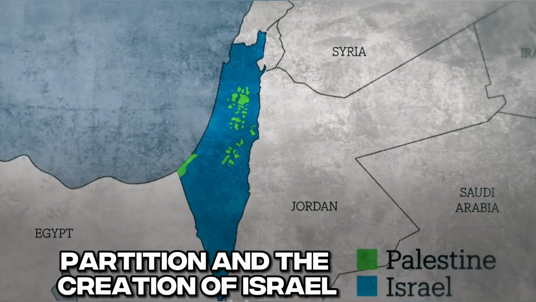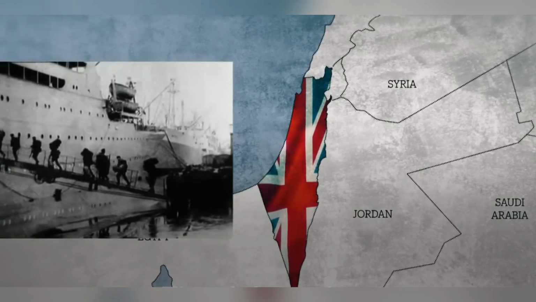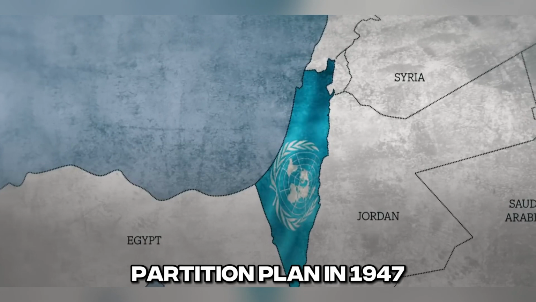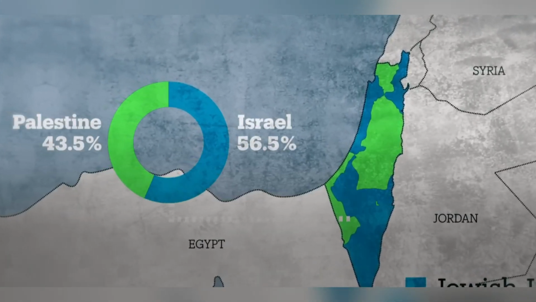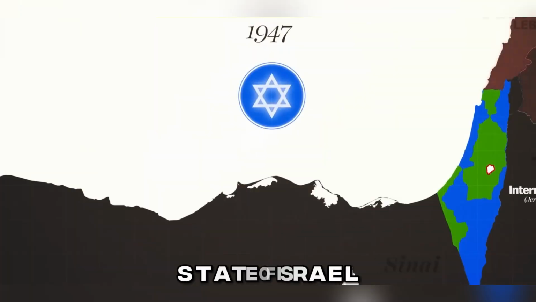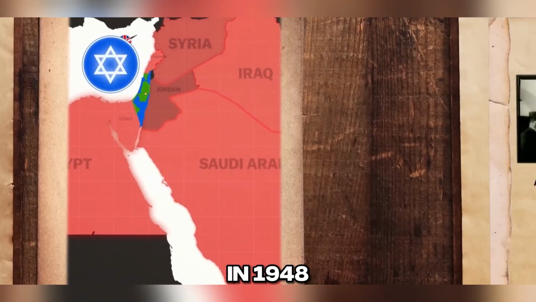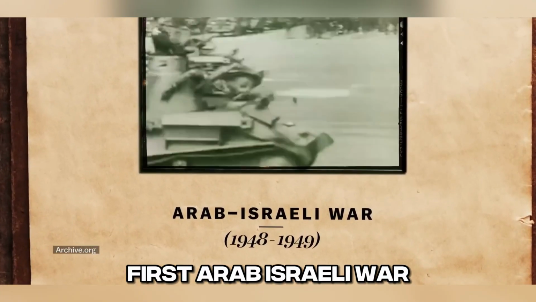Partition and the creation of Israel. As Jewish immigration surged as a result of the Holocaust, the United Nations proposed a partition plan in 1947, recommending the division of Palestine into separate Jewish and Arab states. Despite objections from the Arab world, the plan was adopted, leading to the establishment of the State of Israel in 1948. Arab nations rejected the partition, sparking the First Arab-Israeli War.